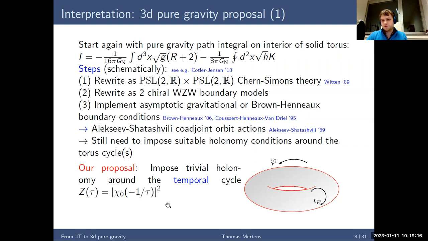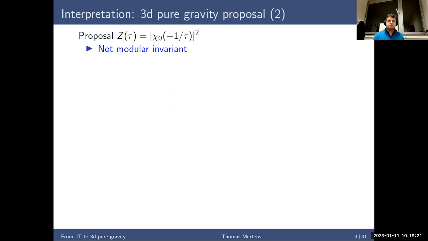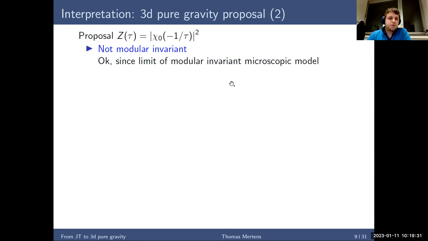Now, this 3D gravity proposal, which was just this one, let's discuss some of its properties. And the first one, of course, is it's not modular invariant. Now, of course, this is okay, since we just took the limits of a modular invariant microscopic model, and then this limit isolated one of the characters in one of the channels. So of course, we're losing modular invariance if we're approximating this by just this character.